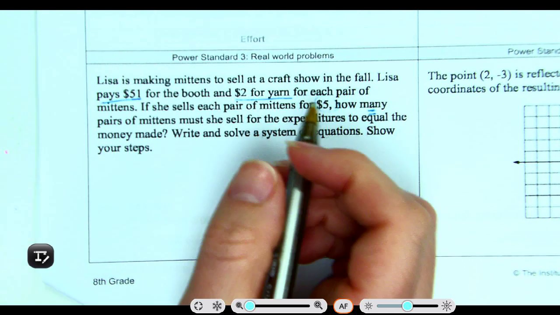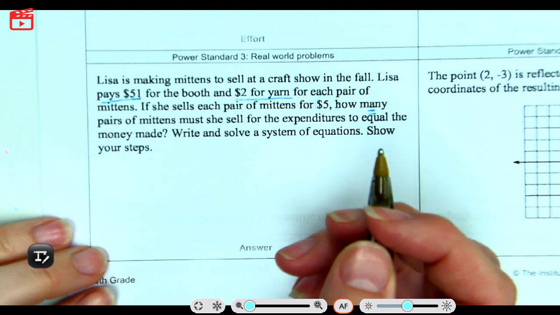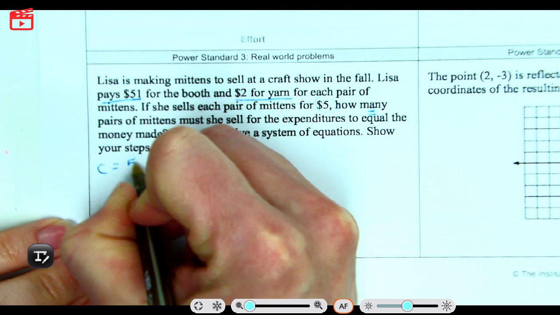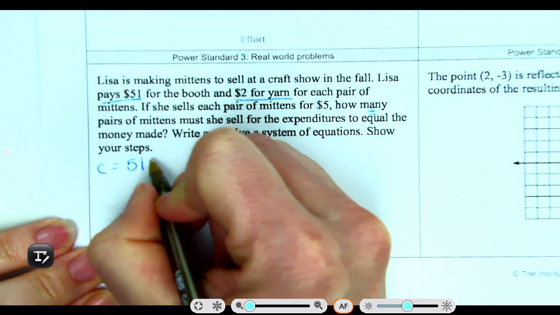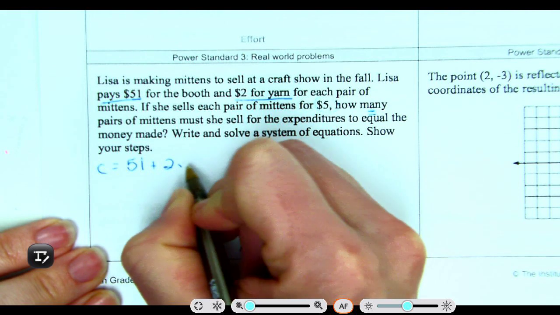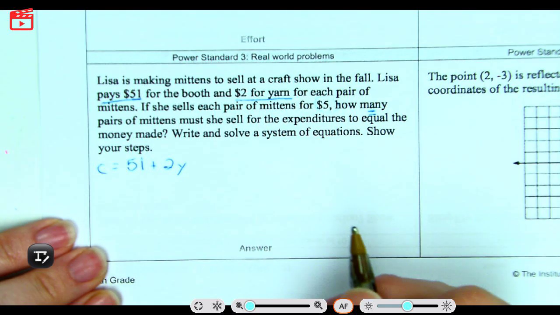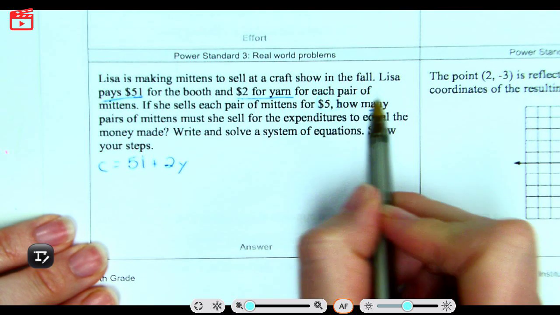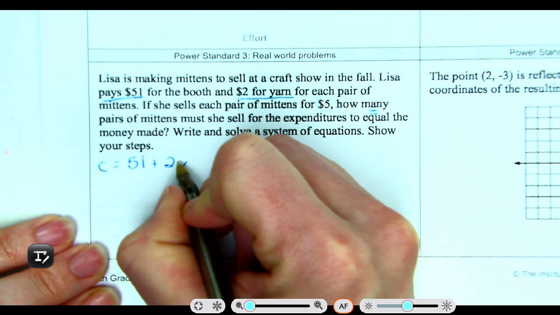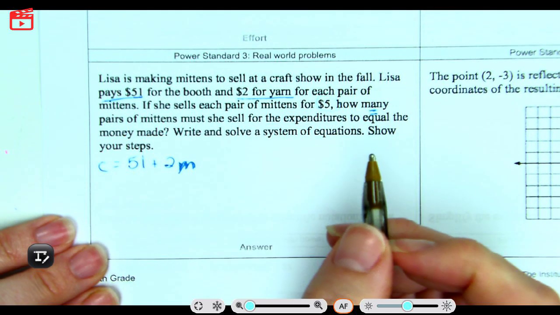Okay, so if we talk about expenditures, I'm going to say maybe C for her cost is going to equal $51 plus $2 for yarn for each pair. Maybe I shouldn't use Y there, but you can use any variable. Now, we want to know how many she can sell for $5. So let me change this 2Y to 2M. So it's actually $2 per mitten. That makes it a little bit easier.